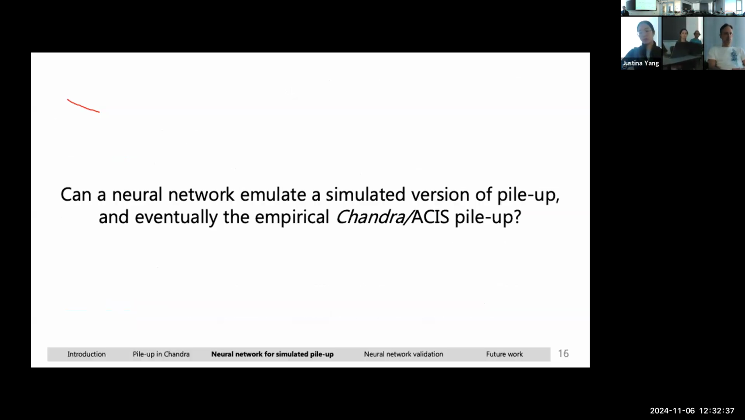So to move on, what I'm going to be talking about today is whether a neural network can mimic a simulated version of pileup. That's the Davis 2001 model. And then eventually I'll talk about how, with additional work, we anticipate that you could extend this to mimic the empirical version of pileup that happens on the detector.